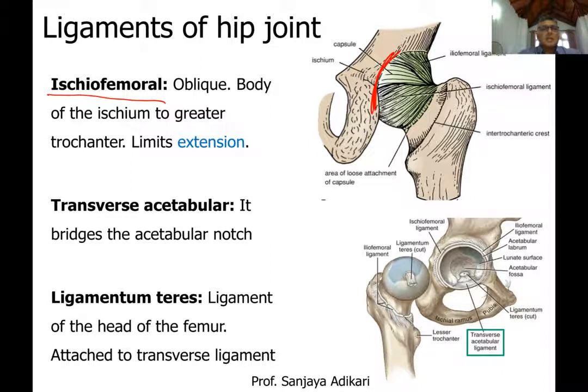Okay. Then you have the transverse acetabular ligament, which is this one. Then you have the ligamentum teres, or the ligament of the head of the femur, which is attached to the head of the femur here.